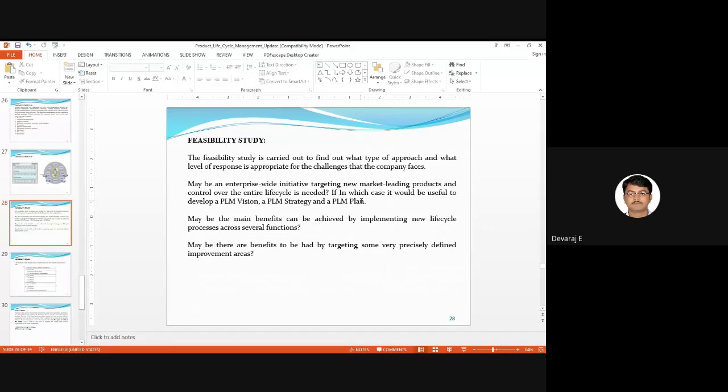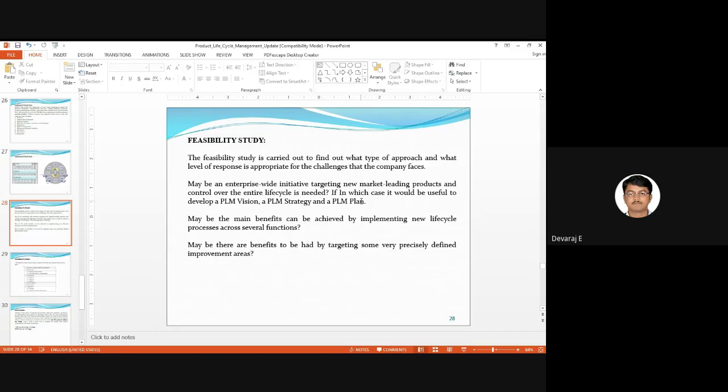In which case would it be useful to develop a PLM vision, a PLM strategy, and a PLM plan? To complete a new product development, what should be the vision? PLM, that is product life cycle management vision, and what type of PLM strategies we should use. And to complete the product, what is the PLM plan? That is the product life cycle plan. If you know the feasibility study, then we can write the product life cycle management vision, as well as the strategies, as well as the plan.